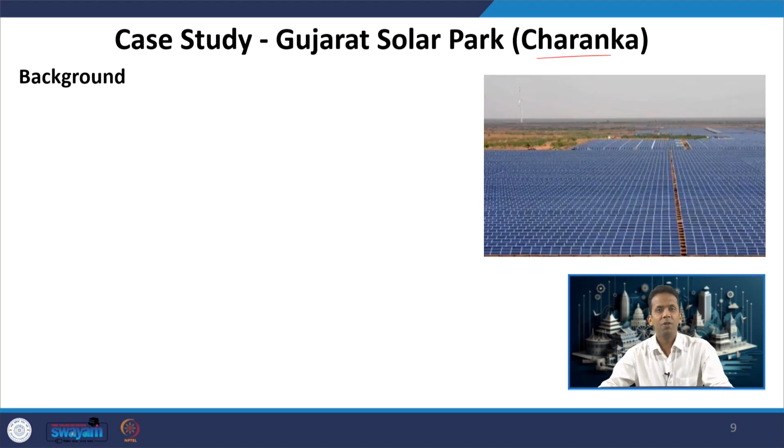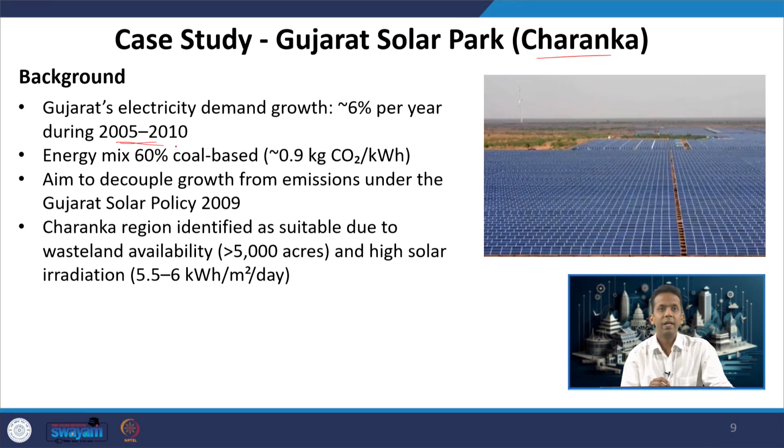The background here was that in 2005 to 10, the electricity demand growth for Gujarat was almost 6% per year. So, it went on increasing 6% every year, and in 2005 more than 60% of the electricity was coal based, which has a very high emission factor, around 0.9 kg CO2 per kilowatt hour, or per unit of electricity. So, the objective of the government was to decouple the economic growth from emissions, and they had a policy called Gujarat Solar Policy 2009. Under this policy, they wanted to decouple the economic growth from the emissions.